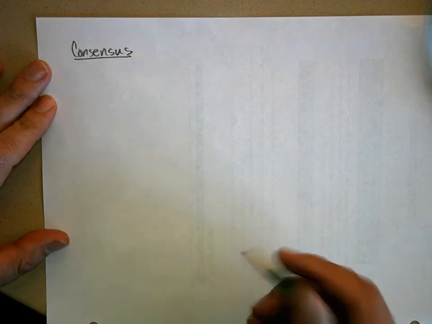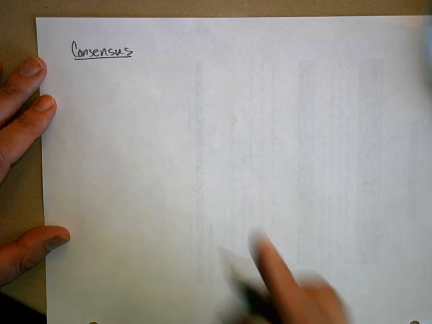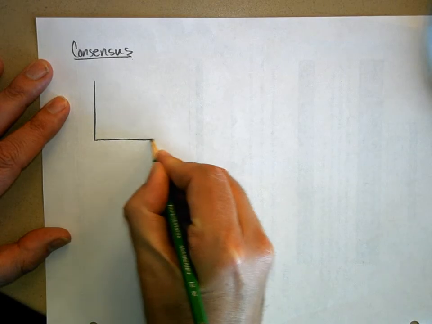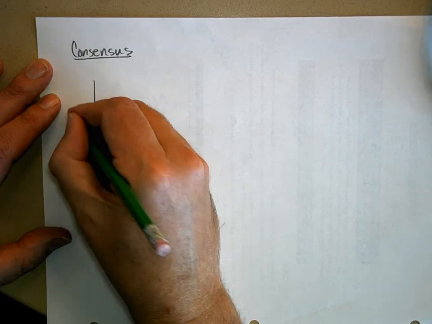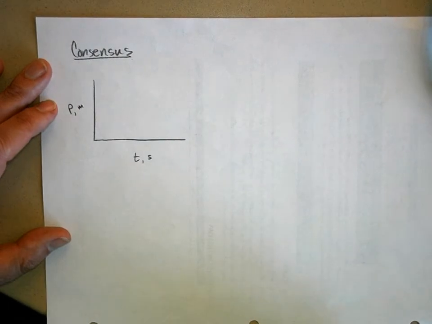Let's do the consensus for the buggy car lab. Here's what you did. You took your car and you let it go, and you recorded time and position in your data table. So time in seconds, position in meters.